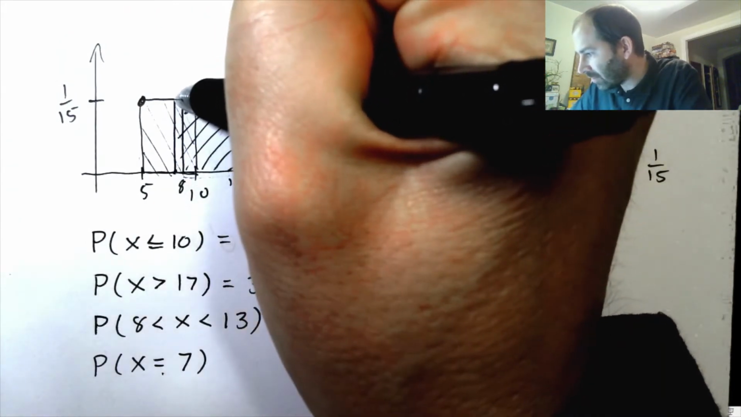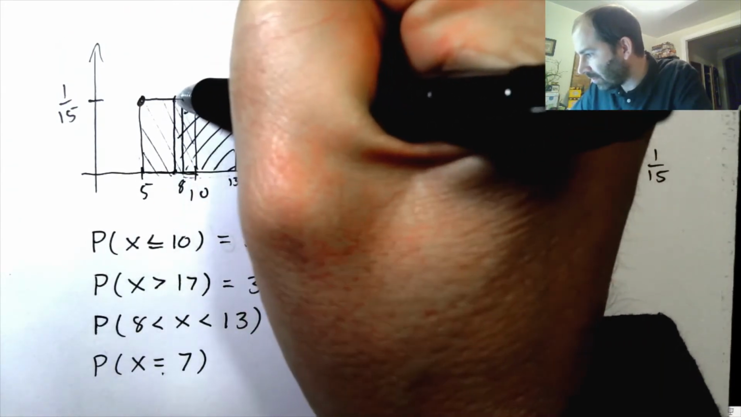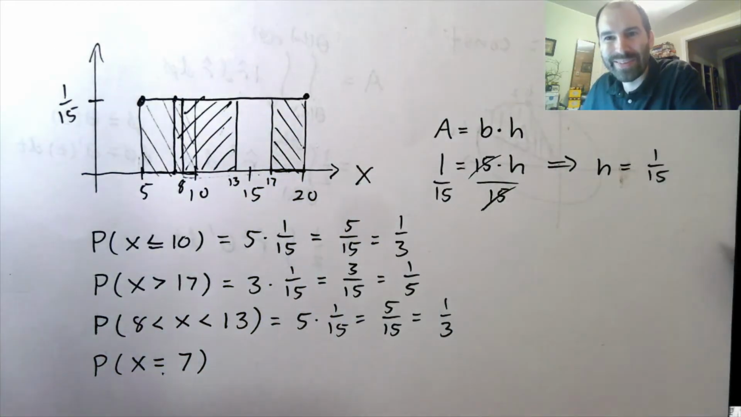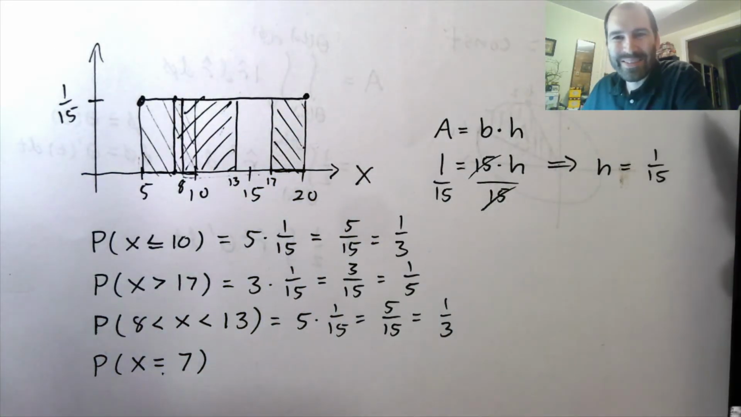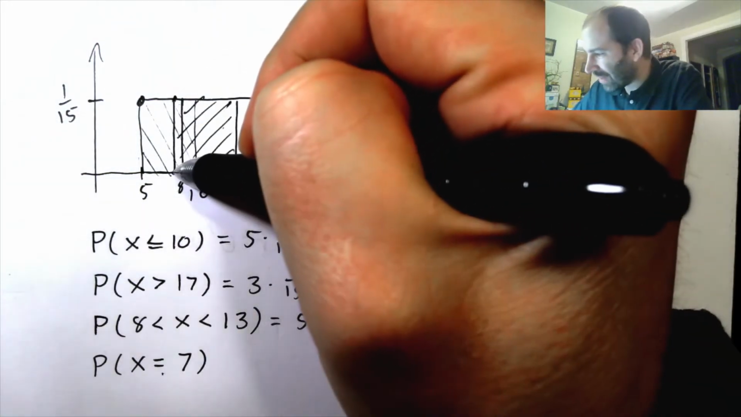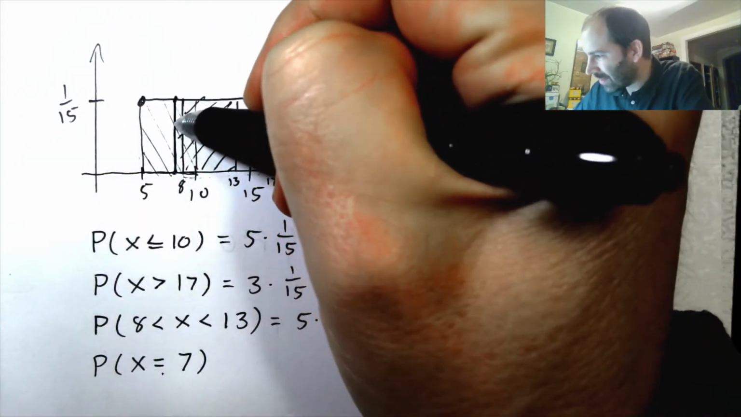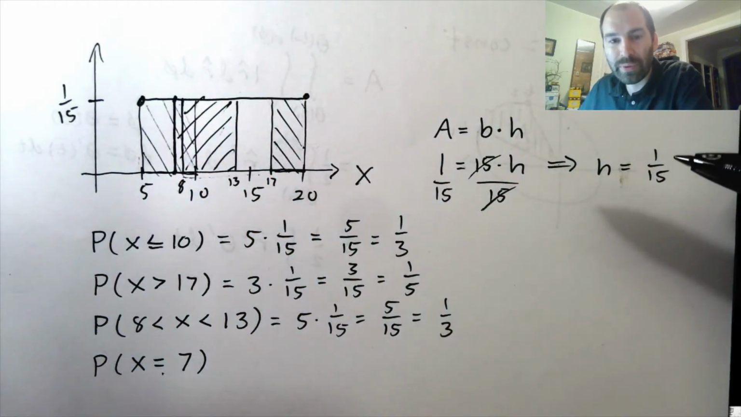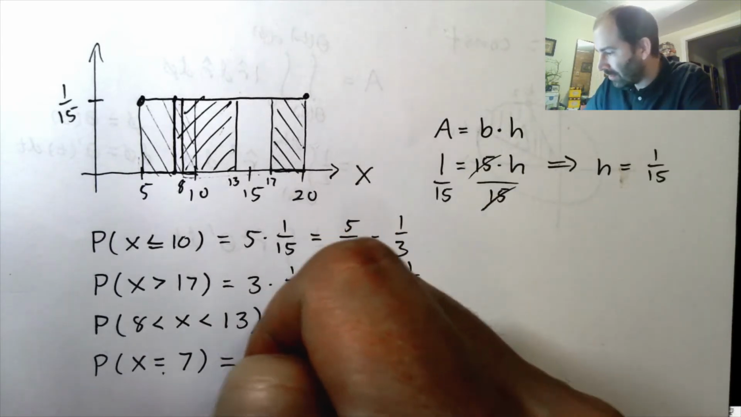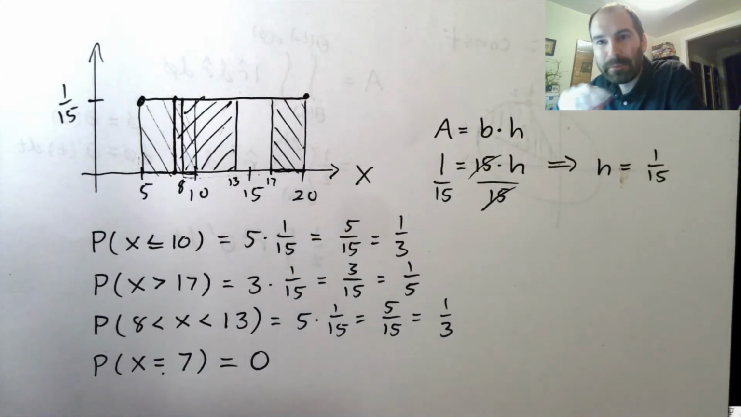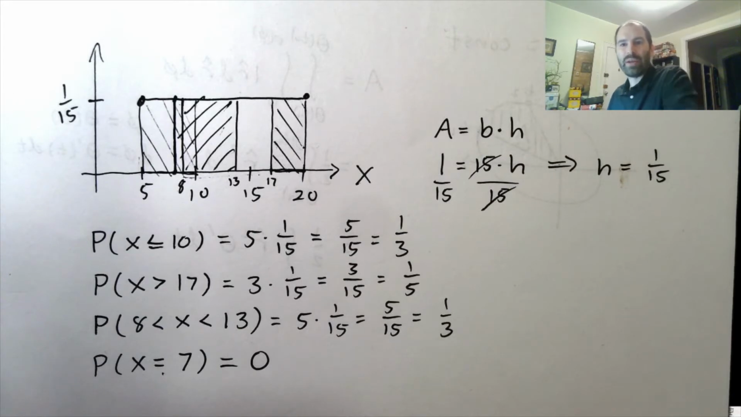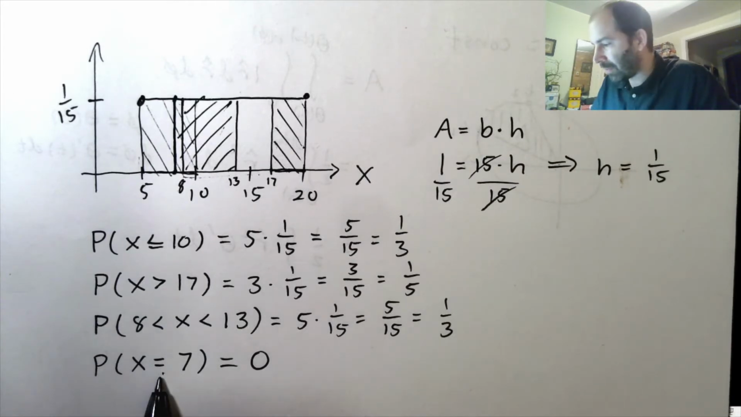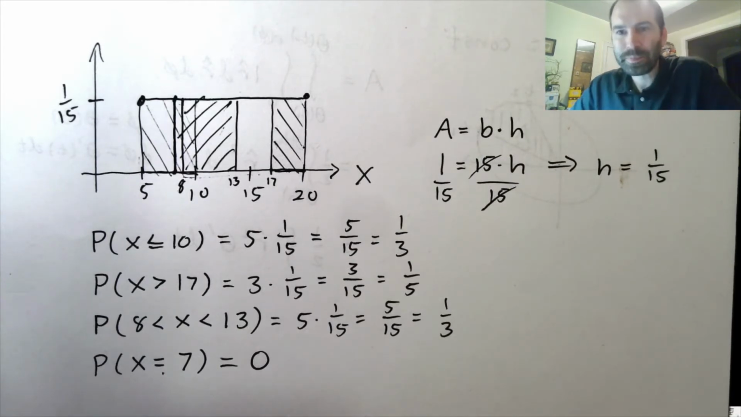If you don't know the answer to this, watch the previous video, because I emphasized this pretty heavily in that video. What's the probability that x equals 7? Well, if it equals 7, we're just looking at this thin line here. A thin line is a rectangle with 0 width. If the width is 0, the area is 0. Yep, for a continuous random variable, such a probability is always going to be equal to 0.